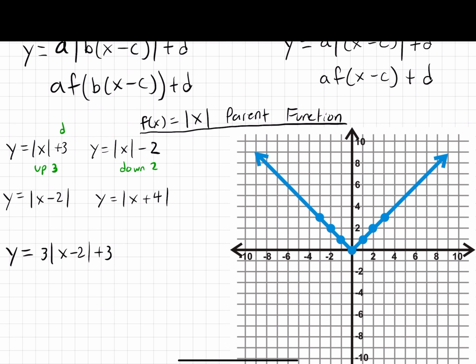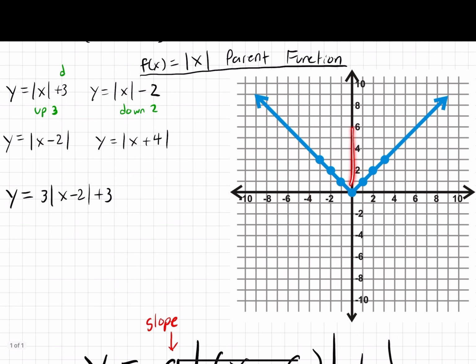Now what would these look like? You would simply take the entire graph and shift it up 3 units or down 2 units. So let's say I wanted to do the down 2. I would take the vertex, probably the easiest point to shift down because we're starting at 0, 0. And if I move it down 2 units, I am now at 0, negative 2. And then I don't even have to worry about moving the other points down.